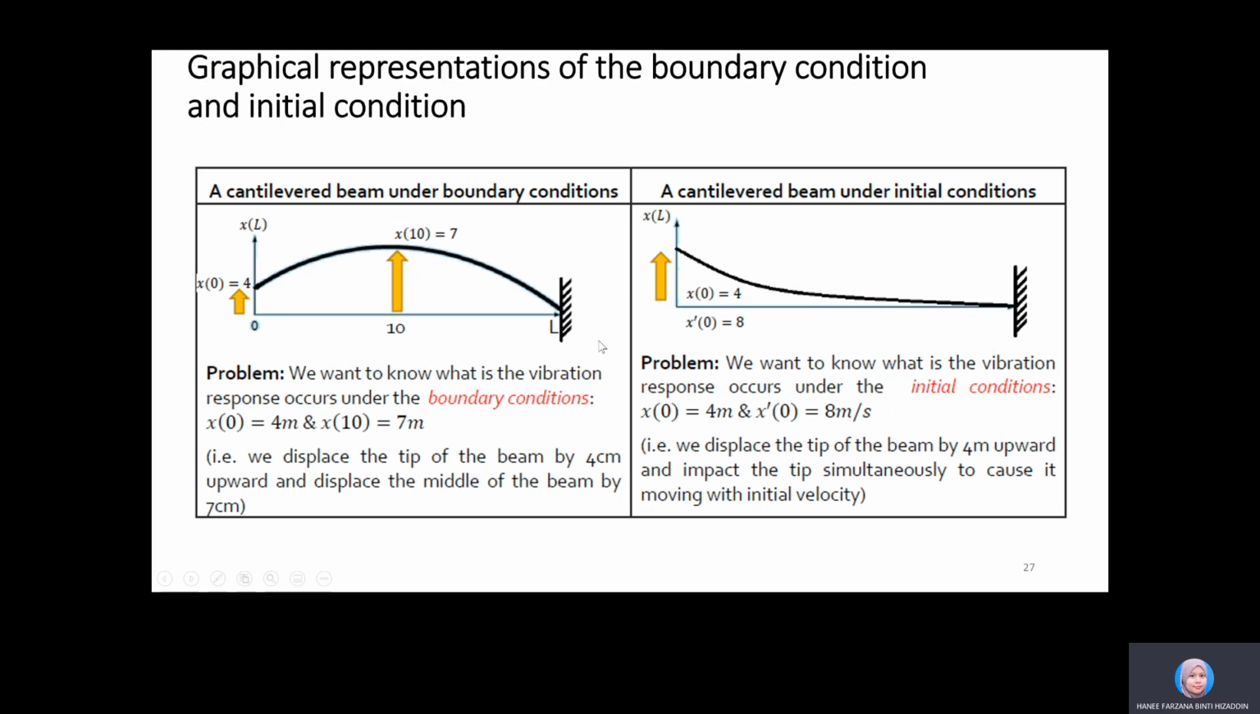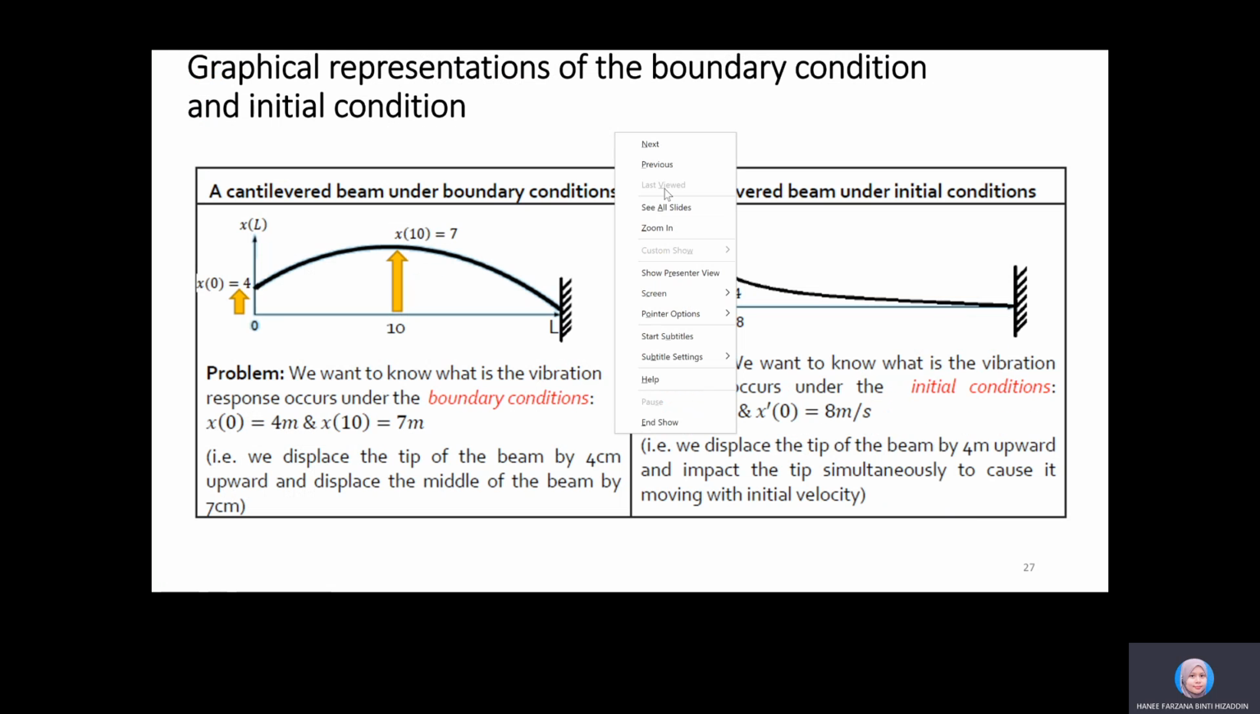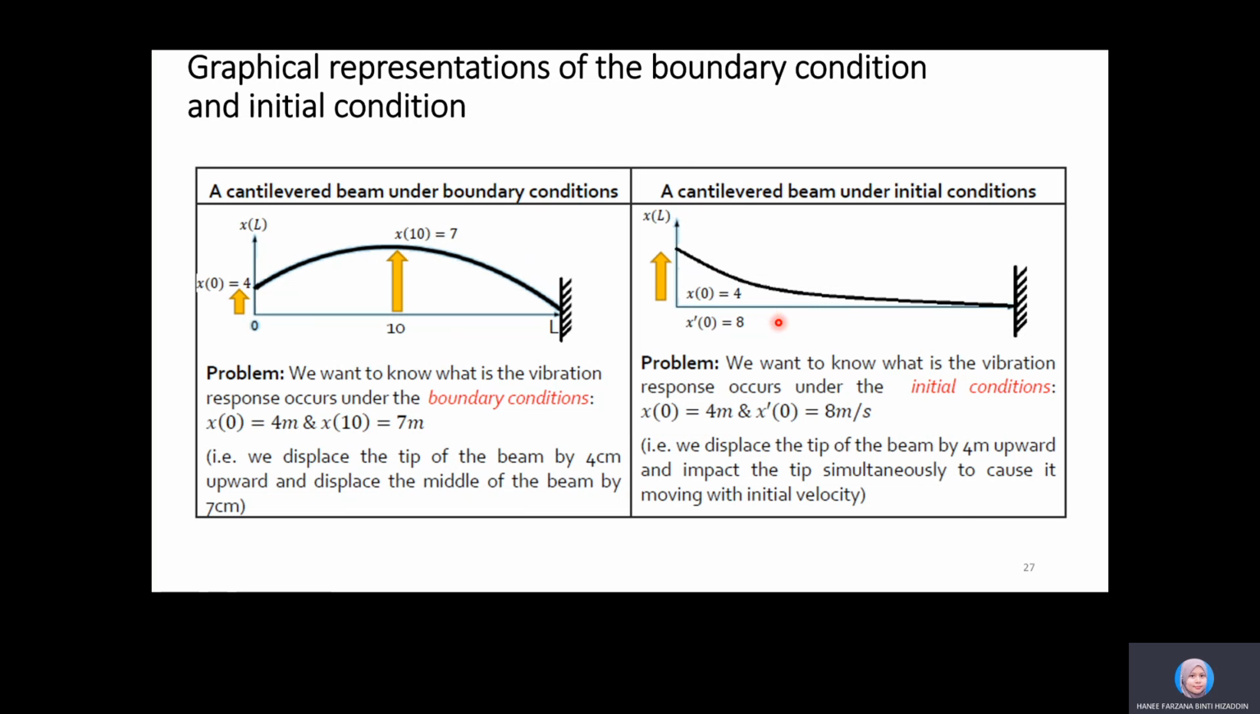Here is a graphical representation of the boundary condition and the initial condition. So what difference does it make? Let's say your function just now is x as a function of L, where x is the displacement of the beam and L is the length of the beam. So this is a cantilevered beam under the boundary condition. If you want to know the vibration response under the boundary condition, when L equals 0, x is equal to 4.